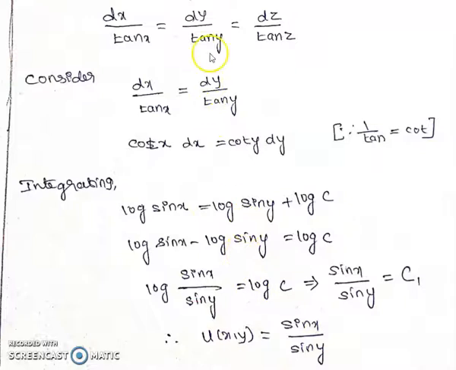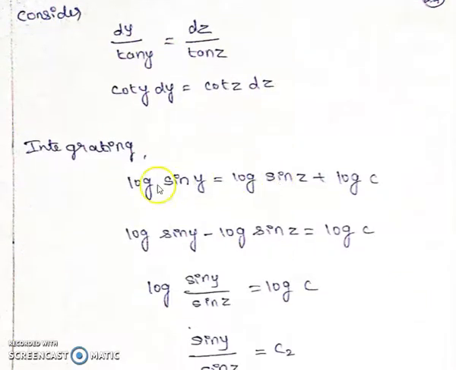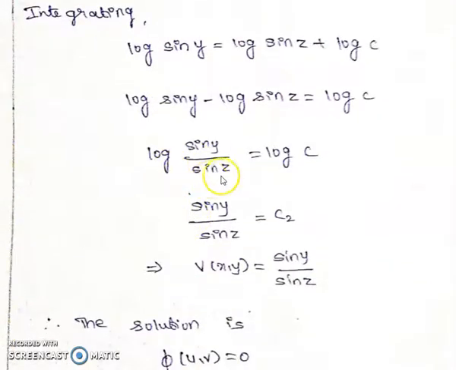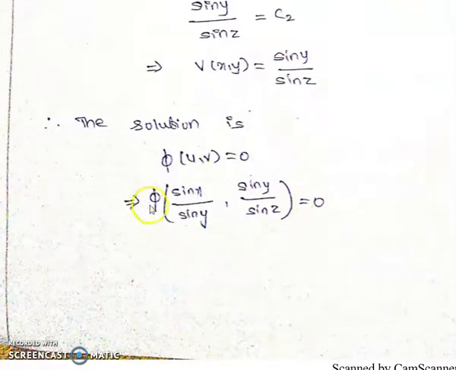Then for another solution, we consider the second and third terms. Consider dy/tan y = dz/tan z. This can be written as cot y dy = cot z dz. After integrating, we get log of sin y/sin z equal to log c. Then sin y/sin z is equal to c2. Then v(x, y) = sin y/sin z. Therefore, the solution can be written as phi(u, v) = 0. We already found the u value sin x/sin y, and v is equal to sin y/sin z. Substituting here, finally this is the solution for the given linear partial differential equation.